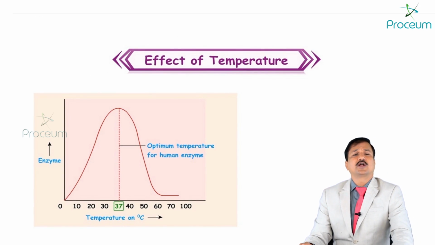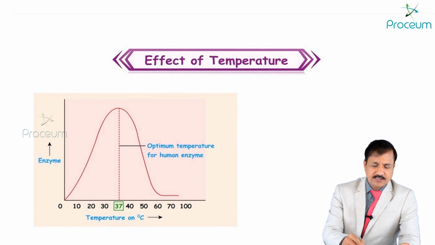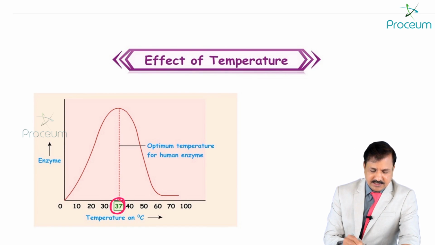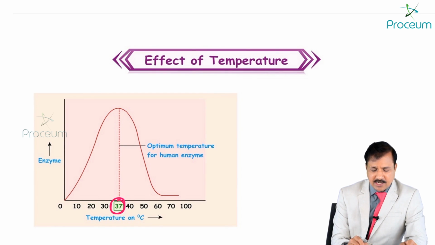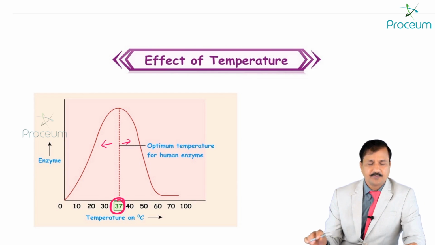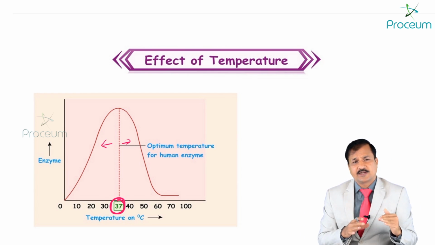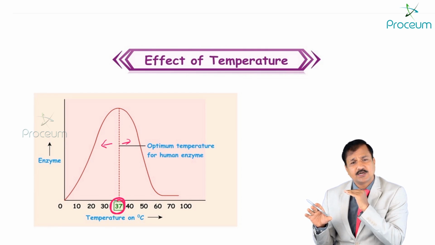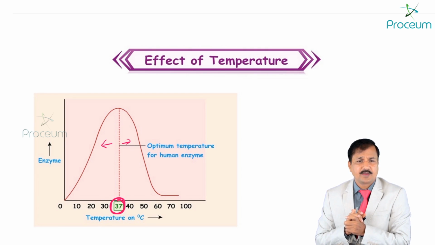Now let's look at the effect of temperature. Every enzyme has its optimum temperature, and for human enzymes the optimum temperature is 37 degrees centigrade. On either side of 37 degrees centigrade, enzyme velocity can go down. If it is hypothermia, enzyme velocity decreases. If it is hyperthermia, enzyme velocity decreases, and at a certain temperature, as we go on increasing the temperature, it can denature an enzyme.